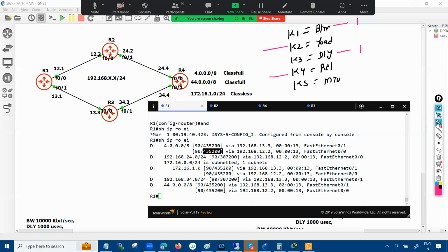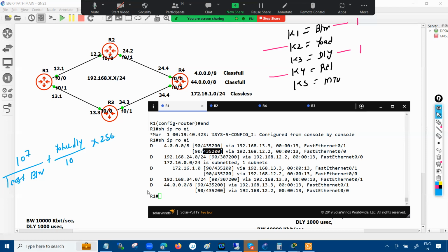So how does EIGRP calculate the metric? There is a formula for this. The formula is 10 to the power 7 divided by the least bandwidth, where least bandwidth is the smallest bandwidth, plus the total delay, and then multiplied by 256.